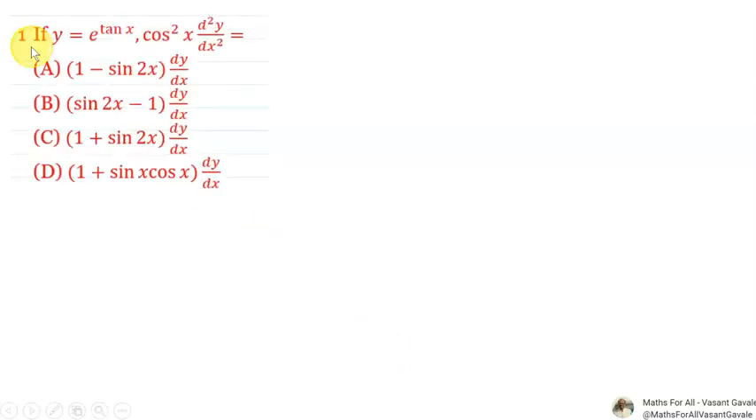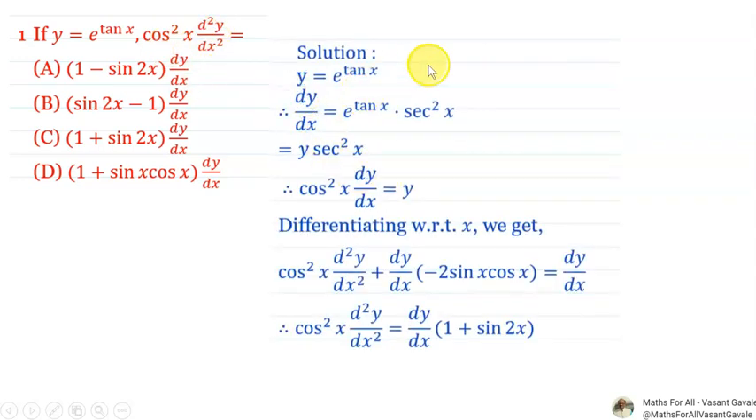First example, if y is equals to e raised to tan x, then find out cos square x into d2y by dx square is equals to. The solution, y is equals to e raised to tan x, differentiate this with respect to x. dy by dx is equals to e raised to tan x into derivative of tan x is sec square x. Then you will get here dy by dx is equals to, this is y into sec square x.